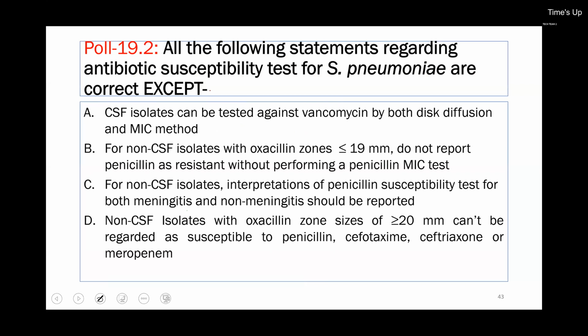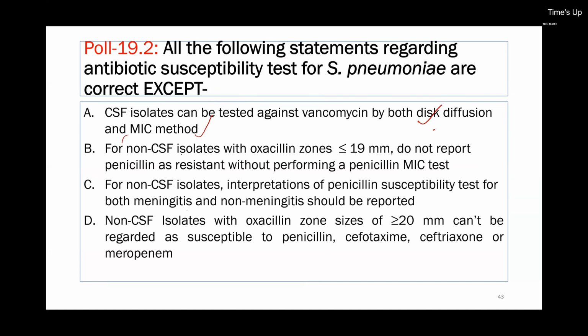Then the next question was: all of the following statements regarding antibiotic susceptibility testing of Streptococcus pneumoniae are correct except. For CSF isolates, vancomycin can be tested by both disk diffusion as well as MIC based method.